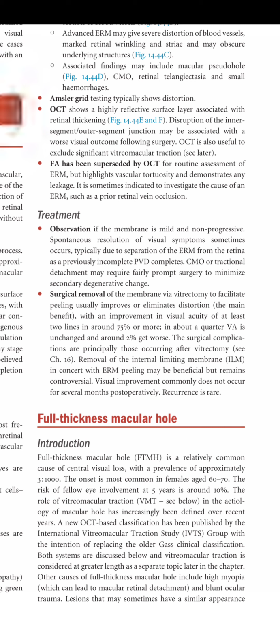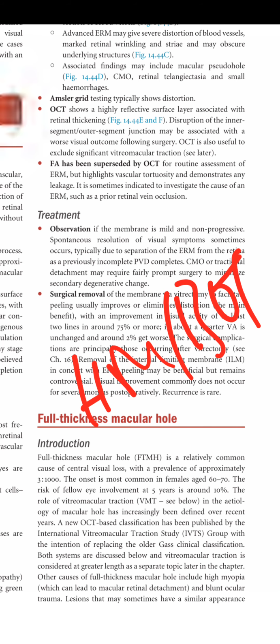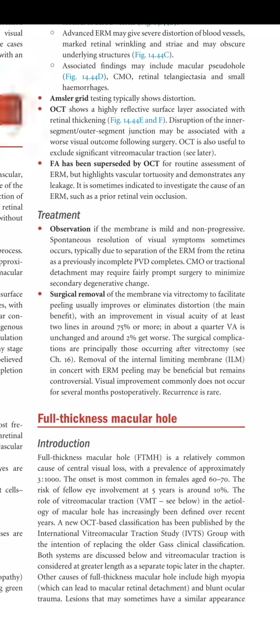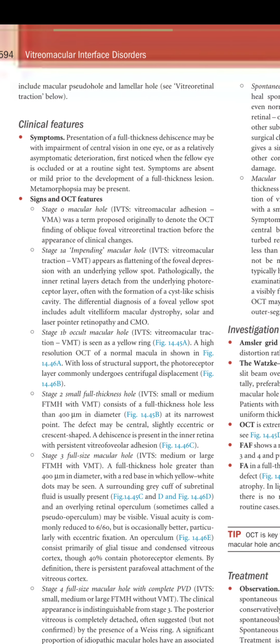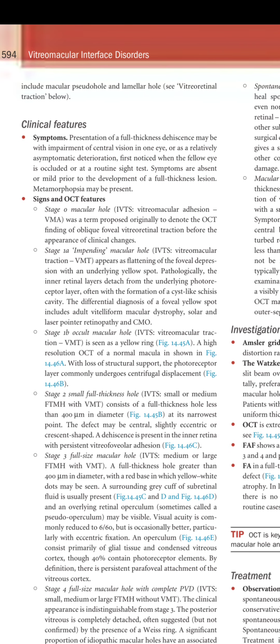Other causes of a full thickness macular hole include high myopia, which can lead to macular retinal detachment, and blunt ocular trauma. So the causes of macular hole can be high myopia or blunt ocular trauma. Lesions that may sometimes have a similar appearance include macular pseudohole and lamellar hole. See vitreoretinal traction, see below.